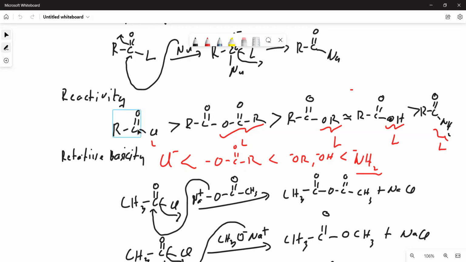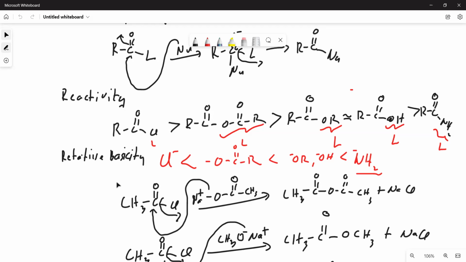And therefore, the acyl halide is the most reactive, followed by the carboxylate group. And then you have alkoxide and hydroxide. Alkoxide is a strong base, just like hydroxide. But the strongest base is the amide. So that's why it is the least reactive of all the carboxylic acid derivatives to nucleophilic substitution reaction.